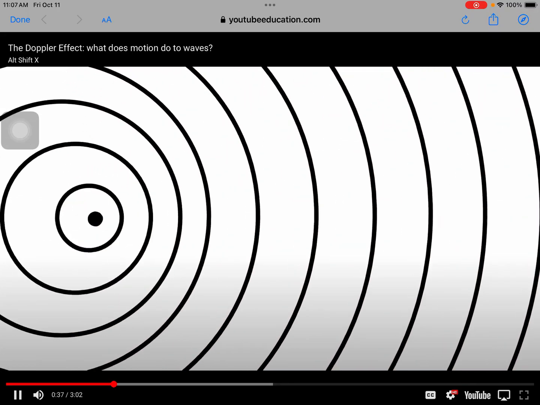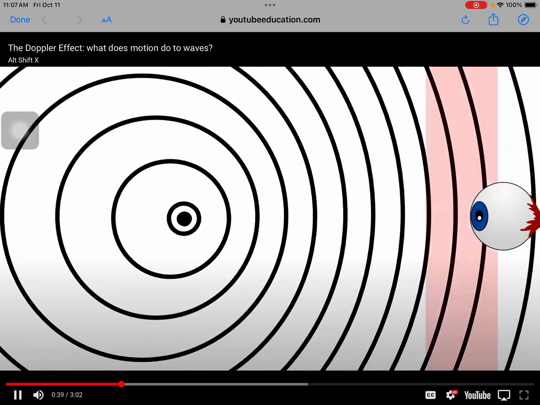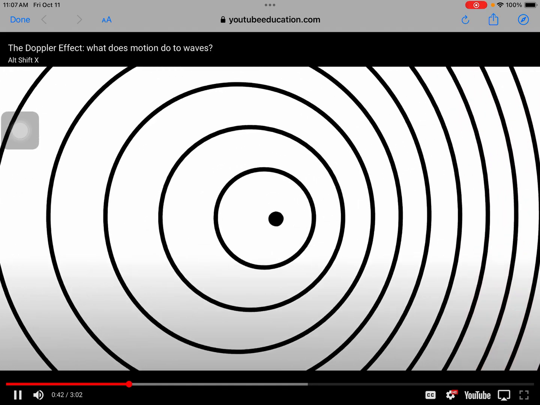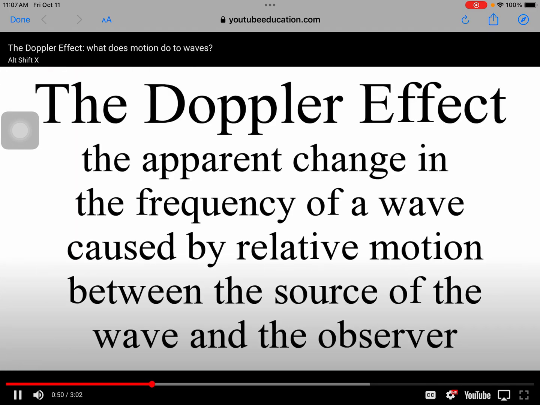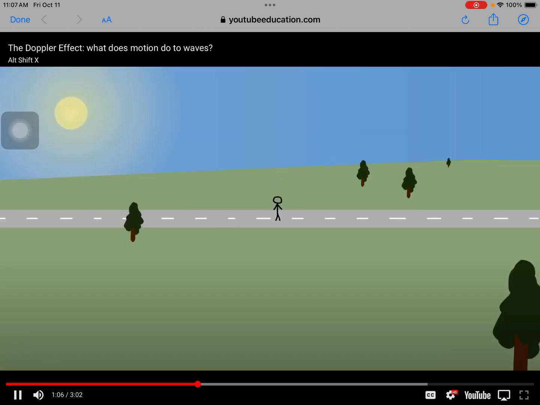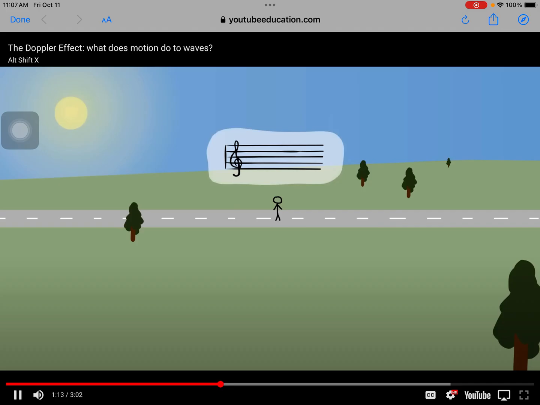If our object is moving towards a stationary observer, these bunched up waves are observed at a higher frequency, and if the object is moving away from a stationary observer, the waves are observed at a lower frequency. So that is the Doppler effect, the apparent change in the frequency of a wave caused by relative motion between the source of the wave and the observer. It makes sense, but it gets interesting when you consider some of its applications. So let's say you are standing in the middle of a road. That's you, and a car drives past you very fast. As it does so, it honks its horn, because you're standing in the middle of the road. The horn to you might sound something like this.